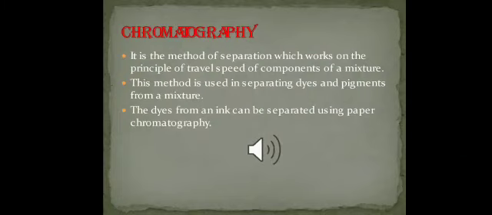There are many types of chromatography. The dye from an ink can be separated using paper chromatography. For this, a strip of filter paper is dipped in the ink. Particles of dye start rising on the filter paper along with water. Different dyes rise with different speeds because of different types of solubility in water and go up to certain heights.